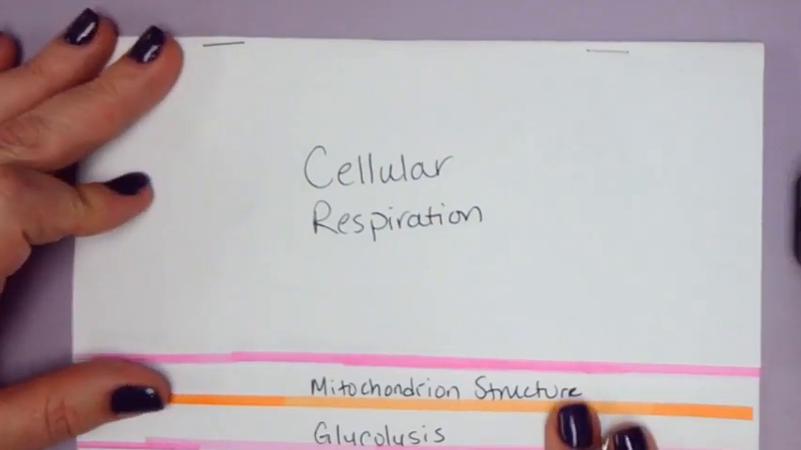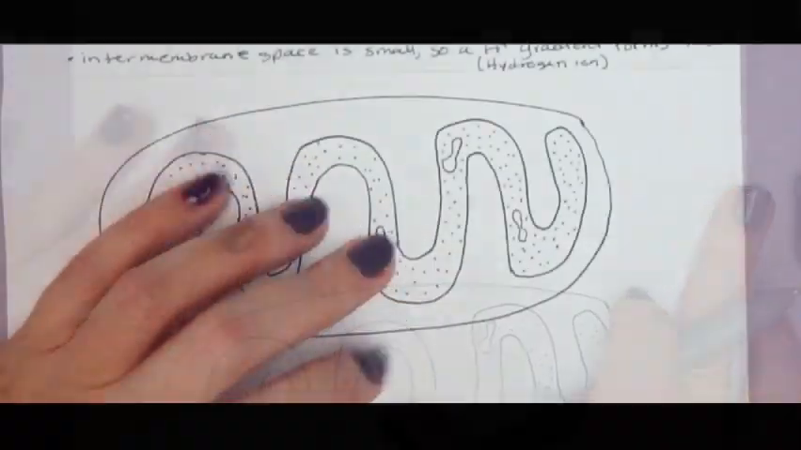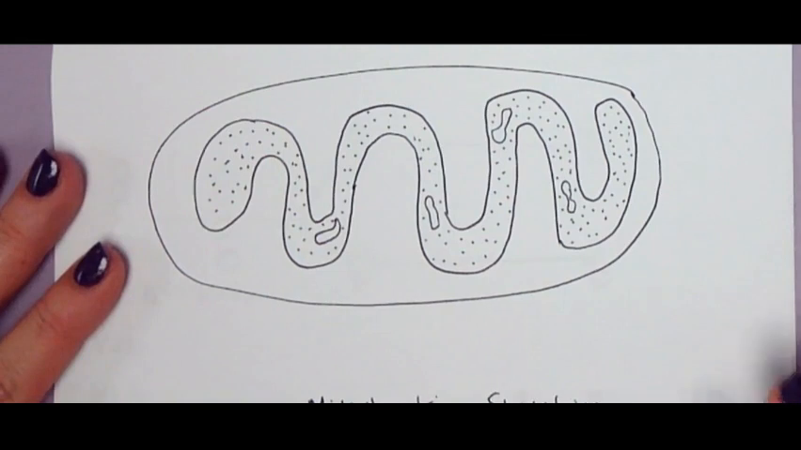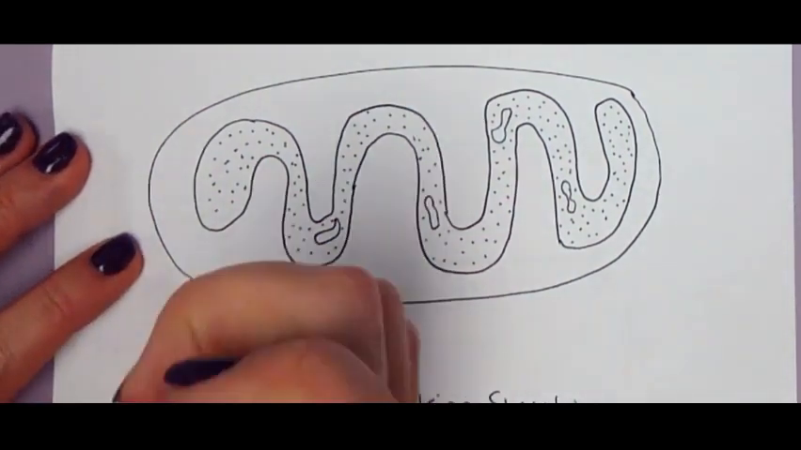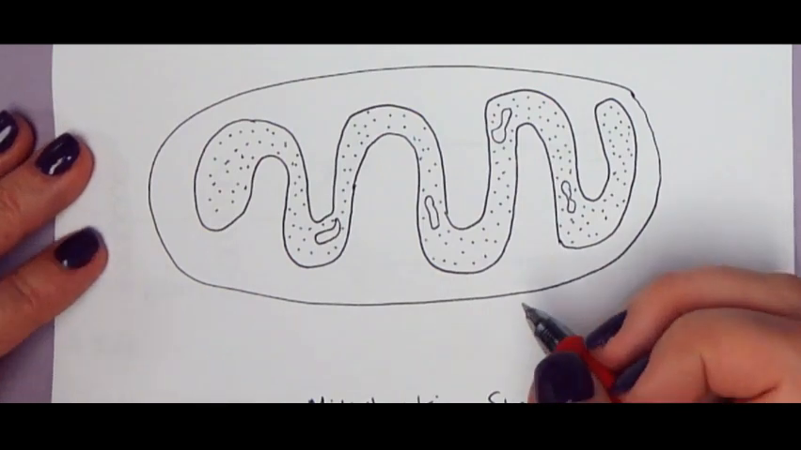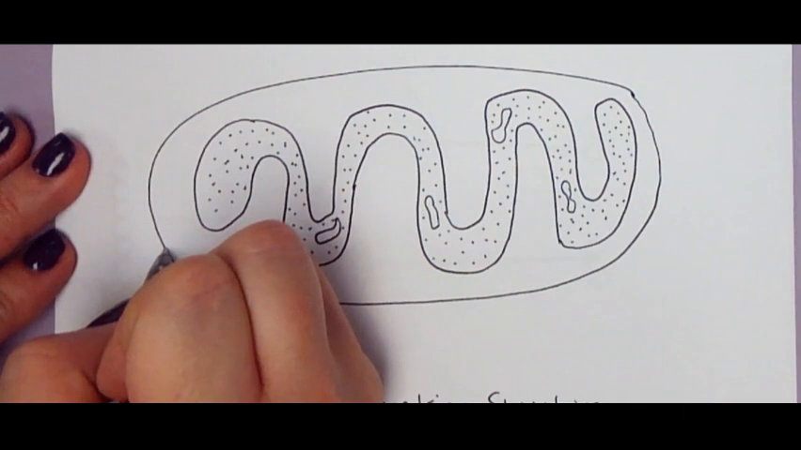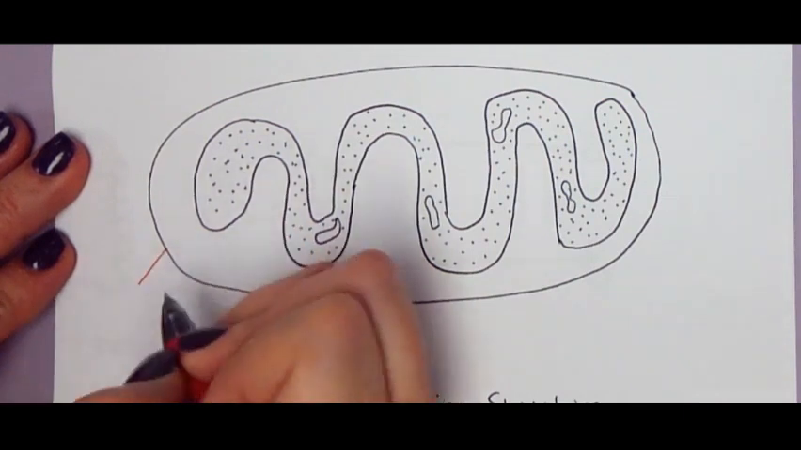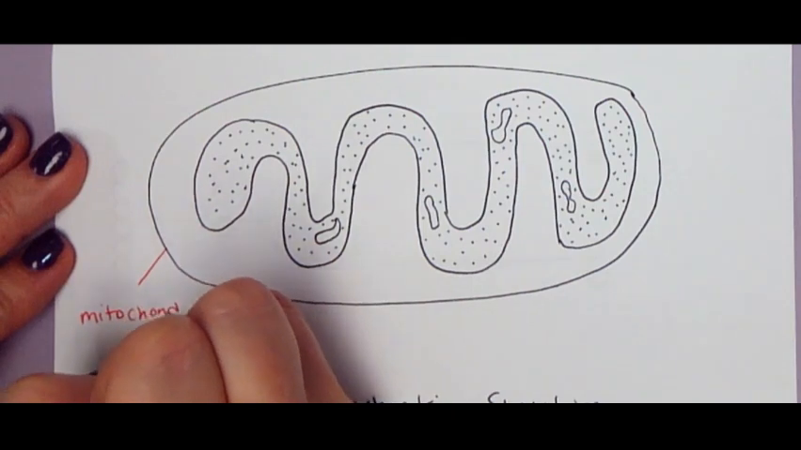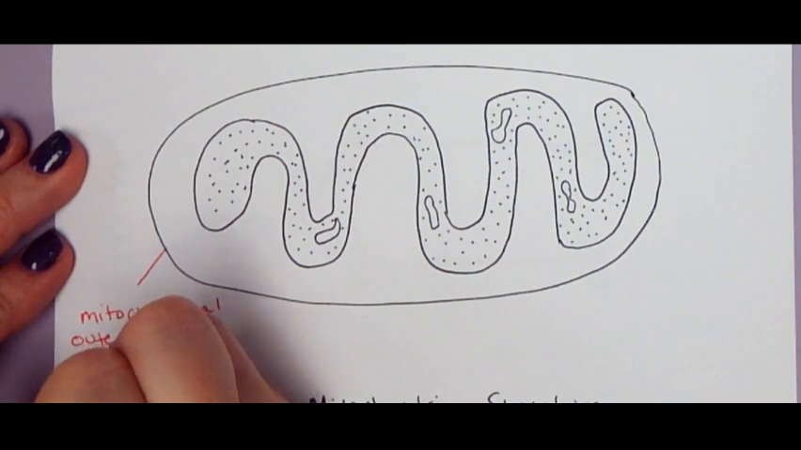All right, now that we've got our foldable made, let's flip it open and we're going to start with our mitochondria structure. I'm going to use a red pen for all of my labeling. All right, so this is a mitochondria. We're going to start. Mitochondria have two different membranes. So I'm going to start with this outside line over here. I'm going to draw a red line from the outside, and I'm going to label this my mitochondrial outer membrane.